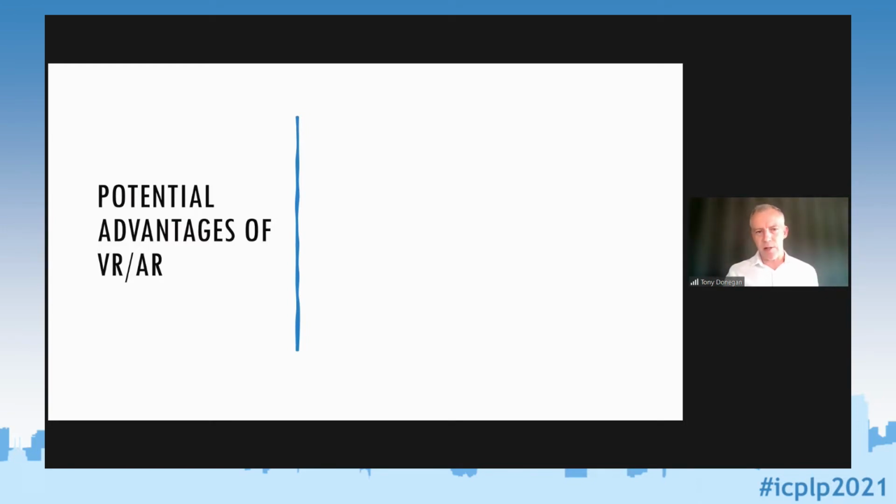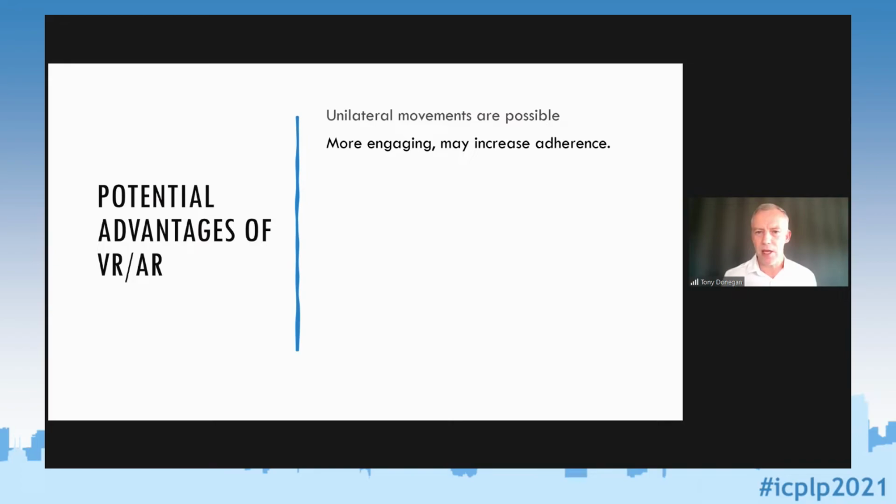Some concepts first. Some of the potential advantages of VR and AR generally are that we can do unilateral movements, so we don't have to rely on the contralateral limb like we do in mirror therapy. We can use stump movements, we can use stump EMG, we can even use brain-computer interfaces to drive the movements of a virtual limb. With VR, we can gamify and make it really engaging.